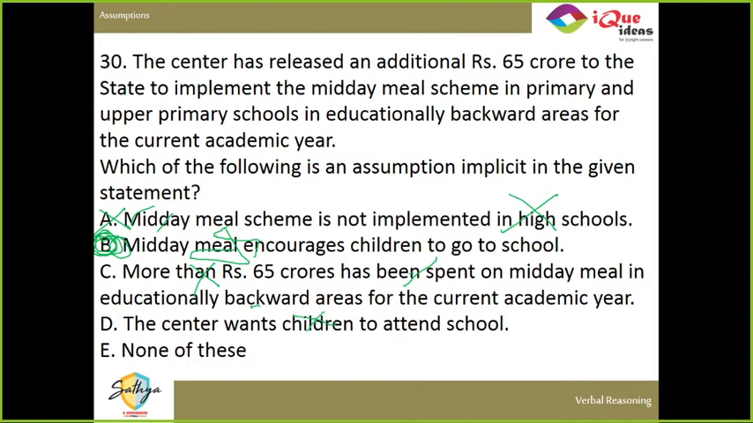So between B and D, which is a better assumption? Simply that center wants children to attend school, or midday meal encourages children to go to school? Center wants children to attend is an assumption, but the better assumption is B. The better assumption is B.